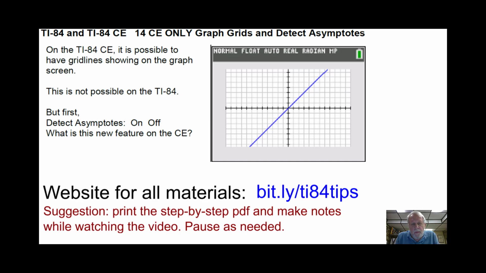Tips and tricks number 14, graph grids and detect asymptotes. These last three tips and tricks only apply to the color CE calculator. Okay, so make sure you're aware of that. So this is, again, graph grids and detect asymptotes.